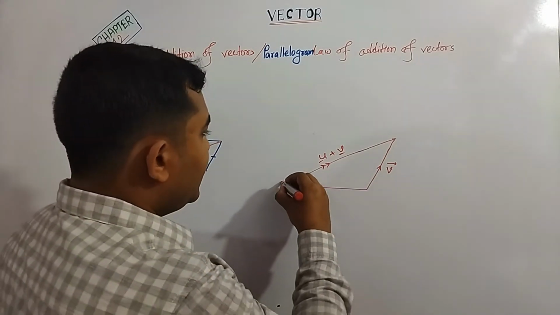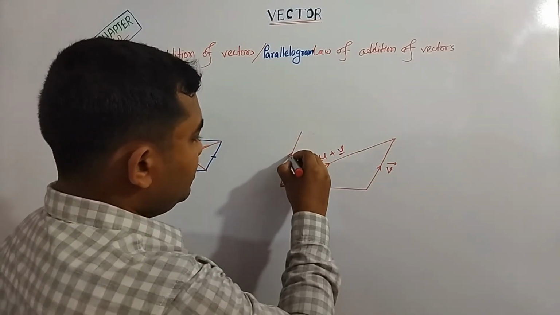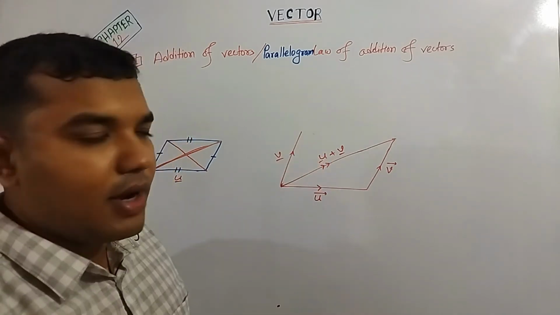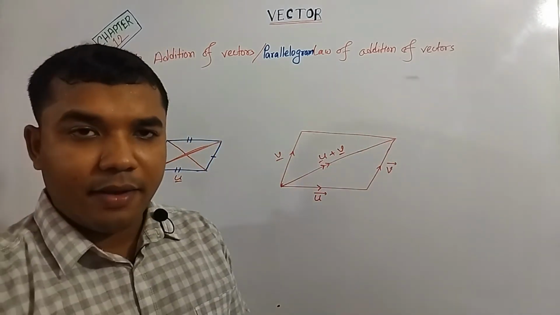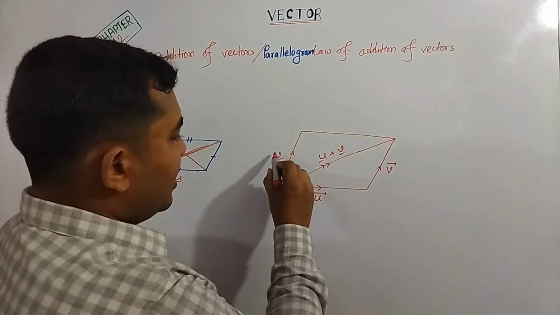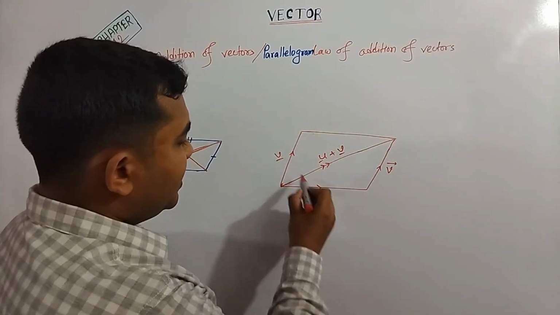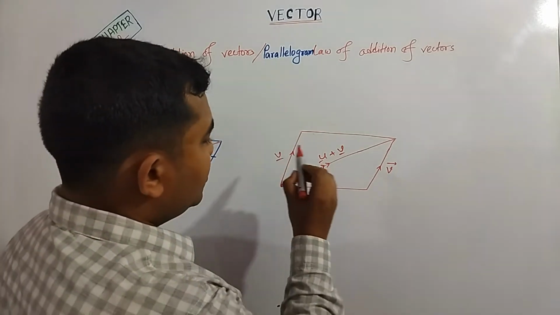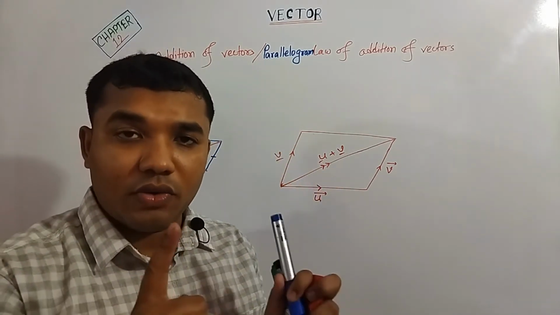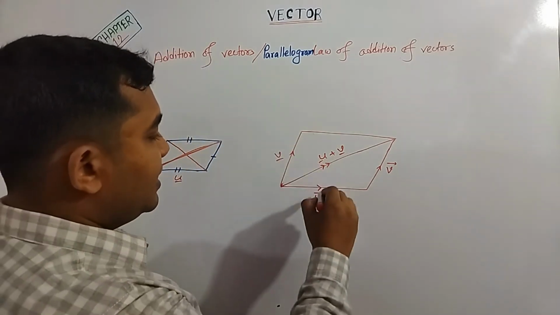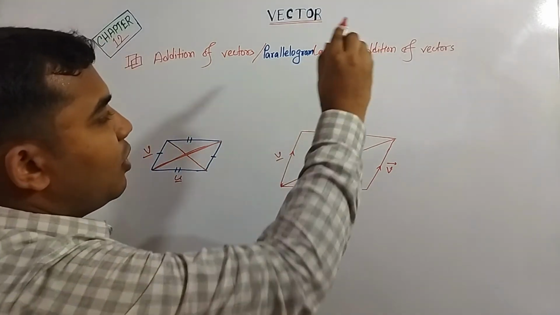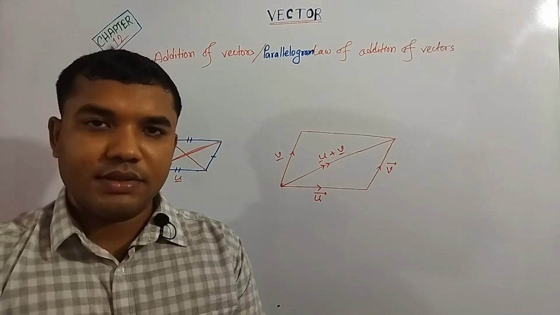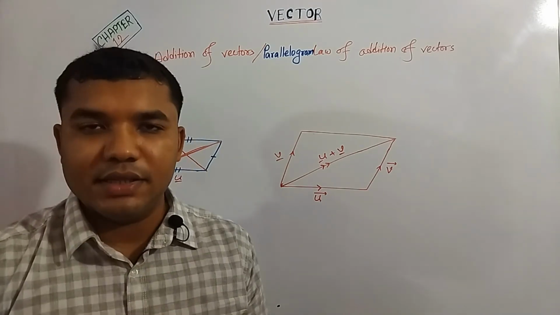So if it was a parallelogram and two vectors are given here, then we can say the two adjacent sides, if they are u and v, then the resultant or the diagonal should be the addition of those two. That's the parallelogram law of the addition of the vectors. Very clear, and I think it is very easy for you.